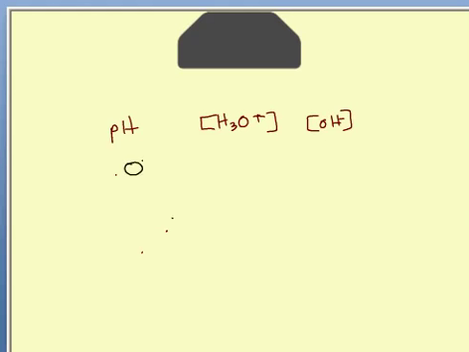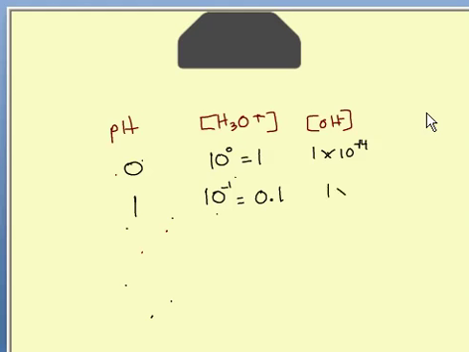If our pH is 0, our concentration of H plus is 10 to the 0, which is equal to 1. So our concentration of hydroxide has to be 1 times 10 to the minus 14th, because when we multiply these two concentrations together, they have to equal 1 times 10 to the minus 14th. If my pH is 1, my H plus concentration is 10 to the minus 1, which is 0.1, which means my hydroxide concentration is 1 times 10 to the minus 13. If my pH is 2, my concentration of H plus is 10 to the minus 2, which is 0.01, which means my hydroxide must be 1 times 10 to the minus 12.